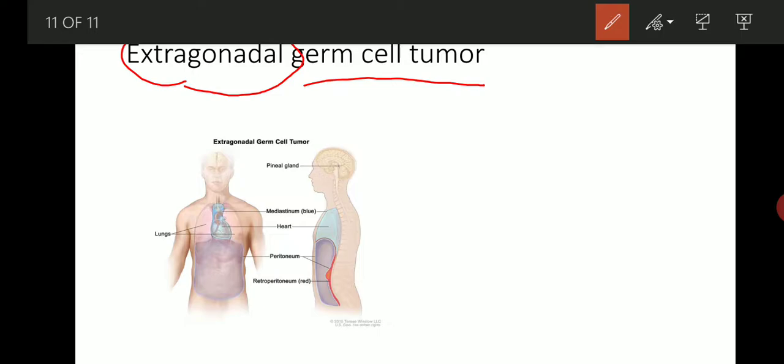So if you look at this picture, many sites in the body can show you presence of germ cell tumor. The most common sites are the pineal gland region within the cranial cavity. You can have a mediastinal germ cell tumor. Germ cell tumor can be seen in the heart, in the peritoneum, and they can primarily occur in the retroperitoneum. Sometimes they are present in the lungs. So extragonadal germ cell tumor can present at various sites of the body.